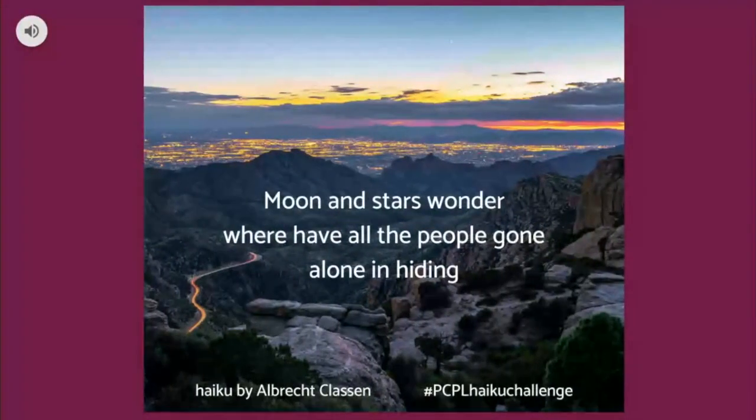So here's an example of just an average person creating a haiku based on what's going on in our world right now. Moon and stars wonder, where have all the people gone, alone in hiding? This works on all of the things we were talking about that make a wonderful haiku. And they paired it up with a beautiful picture, perhaps taken when they've been out somewhere. I mean, wouldn't it have been lovely to have been in that spot and capture that view?